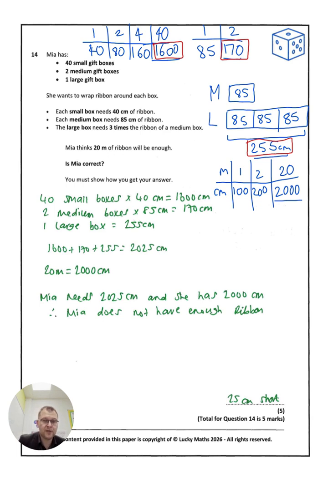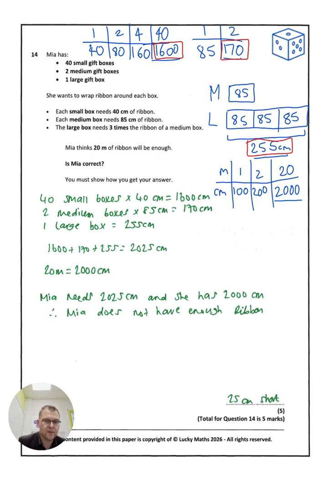For this ribbon question, which again was high value, 5 marks, I've actually modelled it with a non-calculator kind of technique. At the top, 40 gift boxes, 40 centimetres per ribbon. So using doubling, and the times by 10 concept, we've got 1,600 centimetres. The medium box is 85, so 2 of those will be 170.